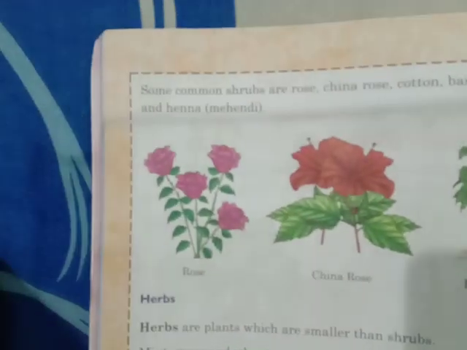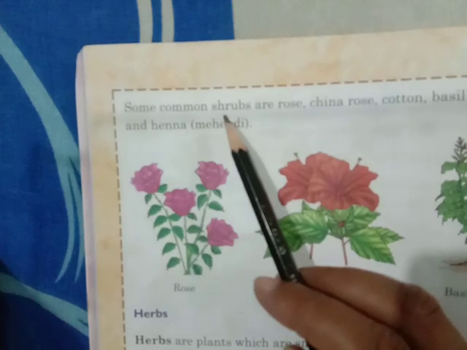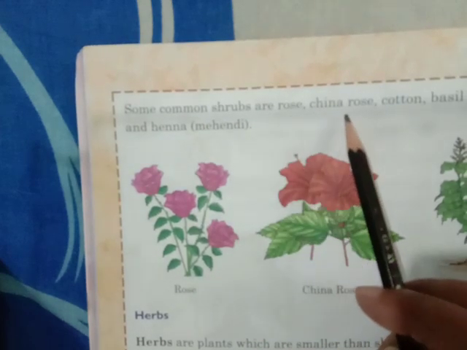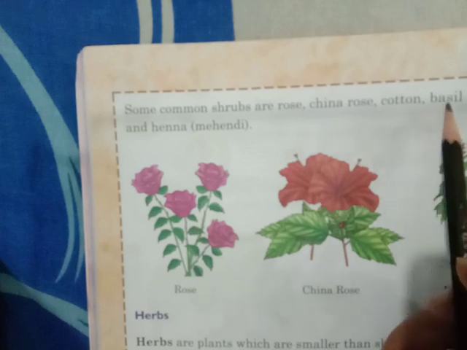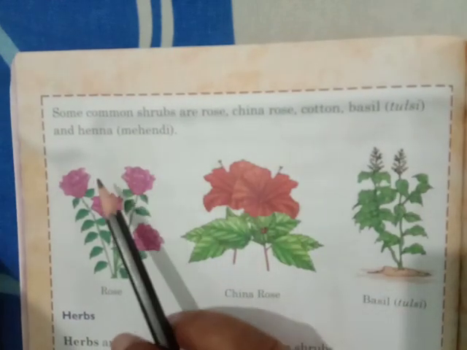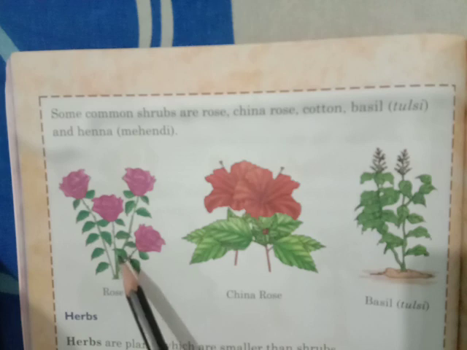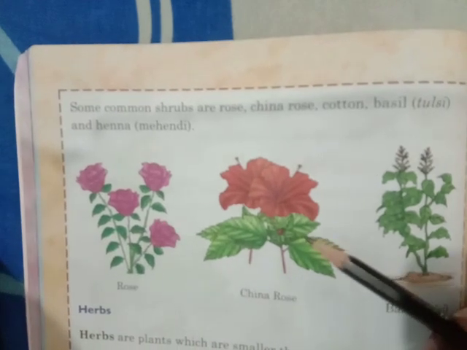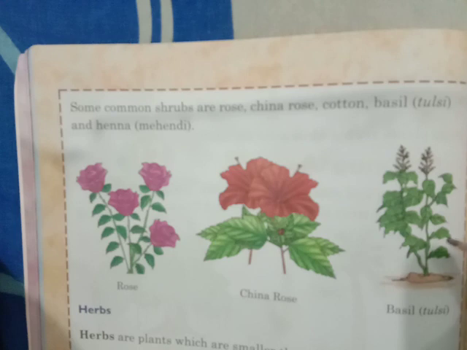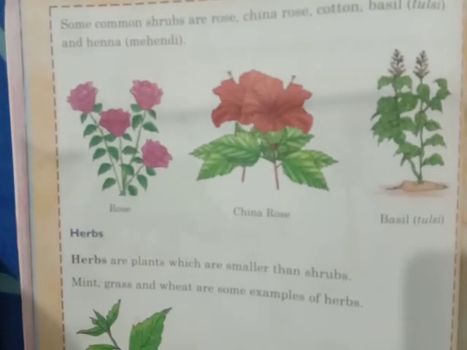Okay. Now we will learn about some shrubs. Some common shrubs are rose, China rose, cotton, basil. Basil is tulsi, the tulsi plant. And henna. Henna, which means mehendi. Can you see the rose plant? The China rose and basil. So these are shrubs.